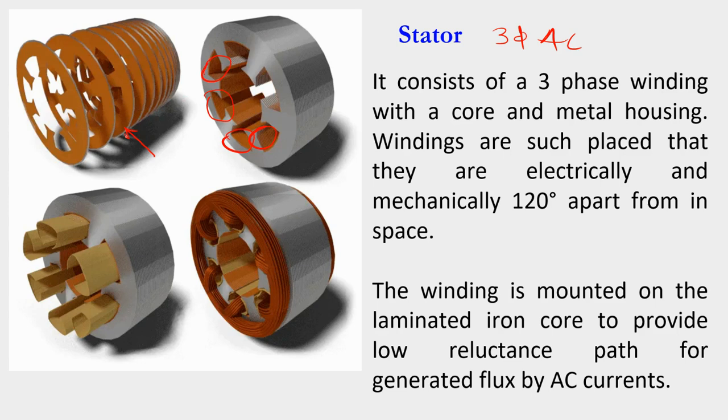When you combine all these laminations, you will get a stator core, which is made up of silicon steel laminations. The insulated windings are connected to form a balanced three-phase winding. Basically, the winding goes into these slots, which forms the three-phase winding. This three-phase winding may be connected in star or delta, depending upon the requirement.